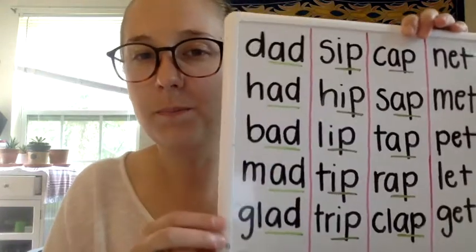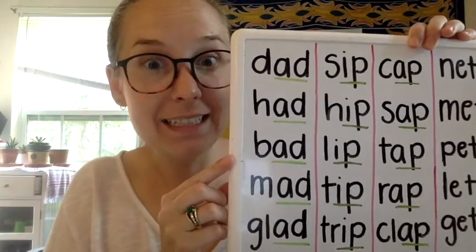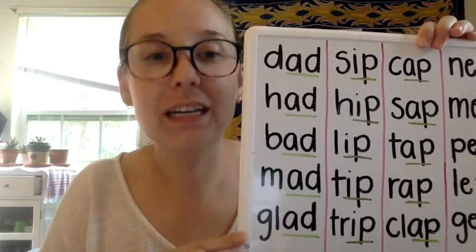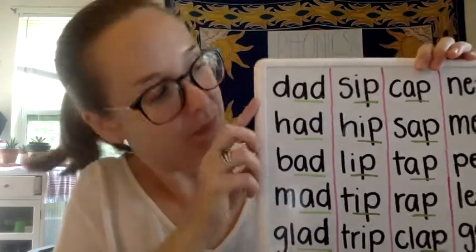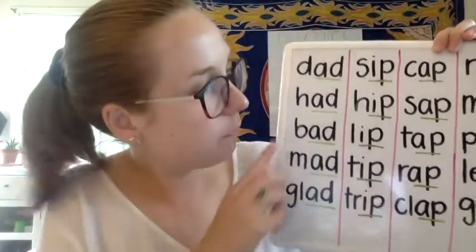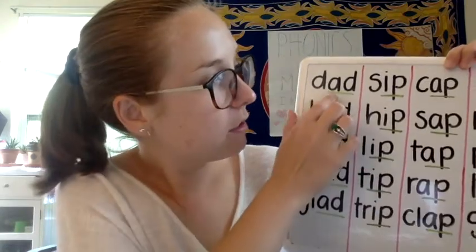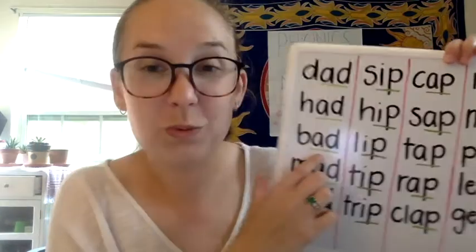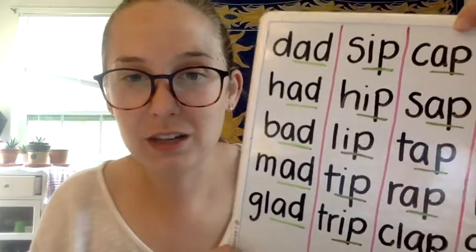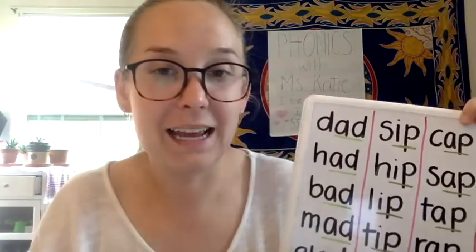So we have a few columns of words here that we're going to look at. In this first column, we have dad, had, bad, mad, and glad, right? I don't know if you see, all of these words have something in common. Well, all of their first letters are different, so I don't think it's that. Let's look at this. All of these words end in an AD, right? Can you see how those are underlined? So dad, had, bad, mad, and glad all end with AD, right?